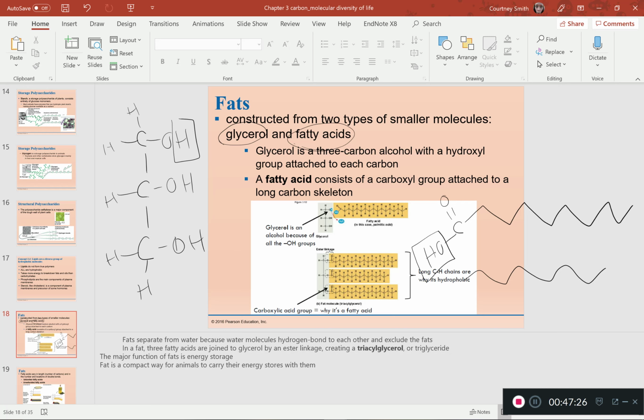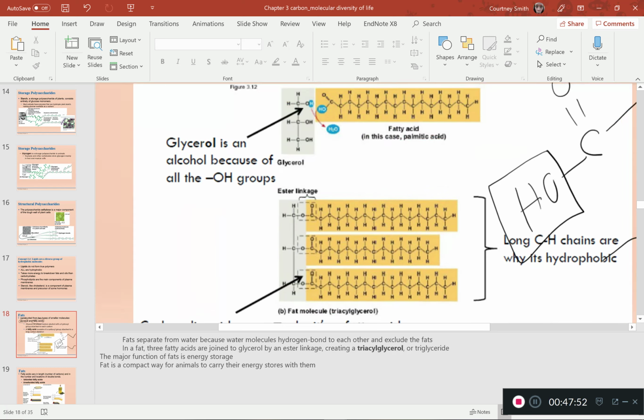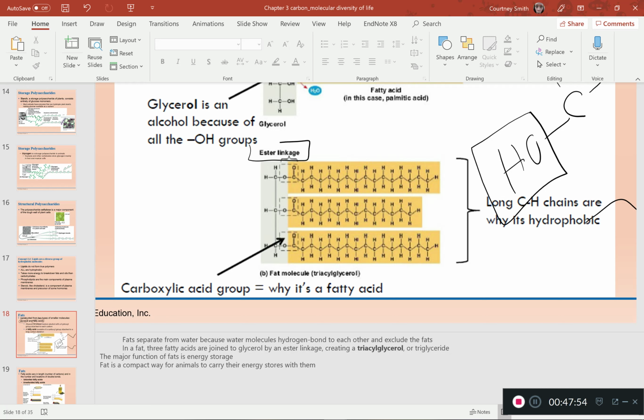And with those popping off, we get water. Yay! Sorry guys, that's a really ugly water. We get water. Yay! When in doubt, water, guys. So, the 2 molecules that make up a fat are a glycerol and a fatty acid. And then once these guys come together, I'm going to zoom in, we get an ester linkage. So, an ester linkage looks like this. And then you have your fatty acid chain, and then you have your glycerol backbone.